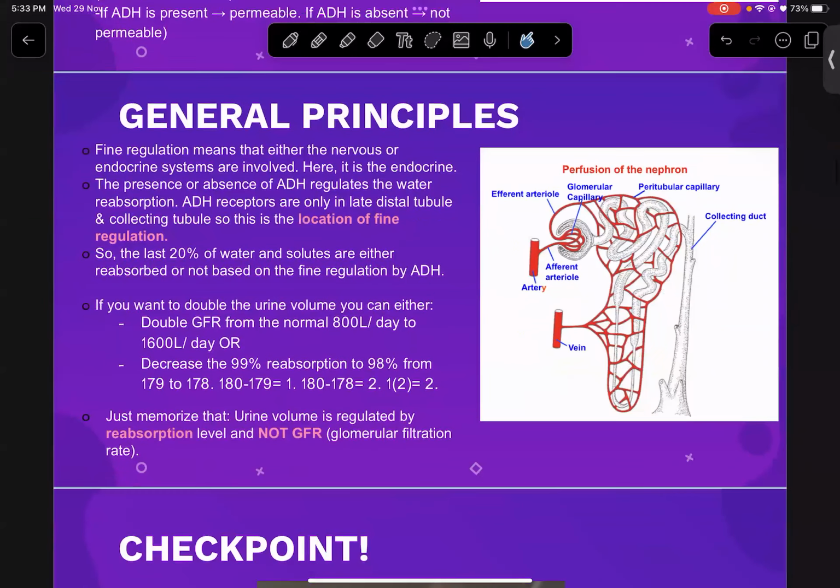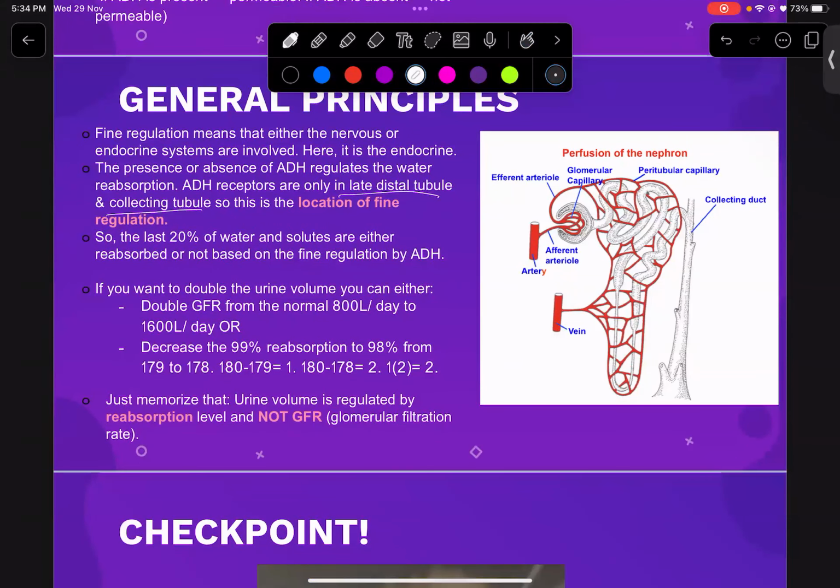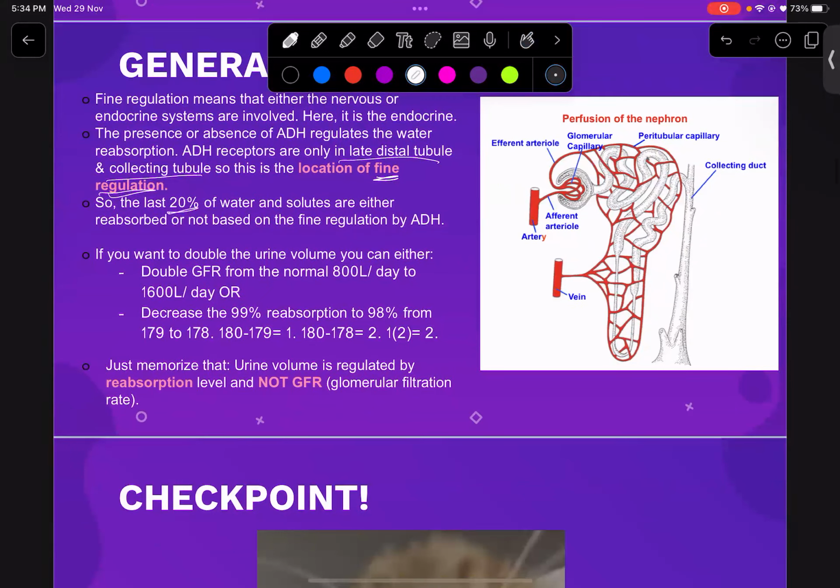And here it's the endocrine because the presence or absence of the ADH is the one that's actually regulating the water reabsorption. And the ADH receptors, and even aldosterone, which is another hormone you guys will discuss later, all the receptors for all these hormones are only in the distal tubule and the collecting duct, okay? So this is basically the location of fine regulation. So whenever I say fine regulation, always think of the last part, which is the distal tubule and collecting duct. And this is why the last 20% of the water is variable.